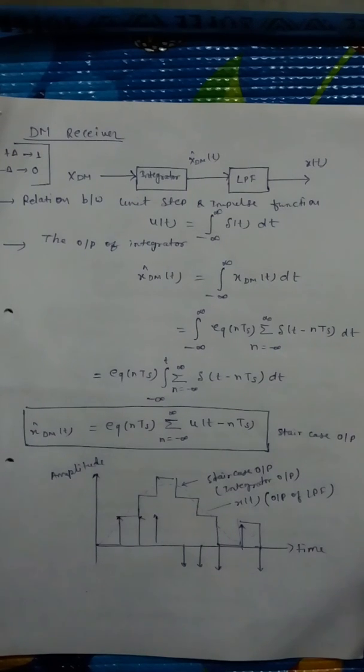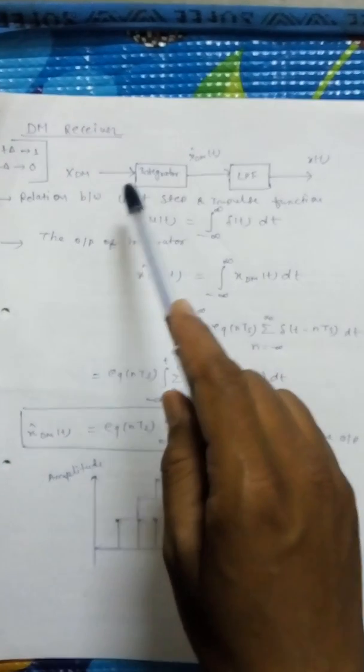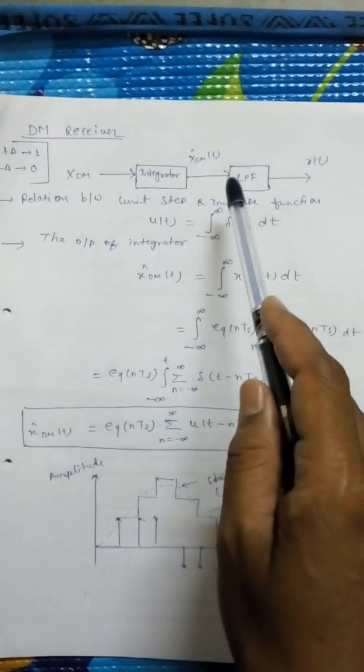In the last lecture, we have seen the delta modulator transmitter circuit, and now in this lecture, we will cover the delta modulator receiver circuit. So, this is the block diagram for the delta modulator receiver circuit.